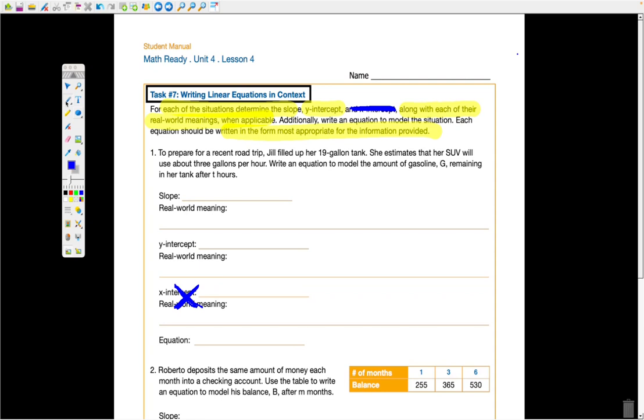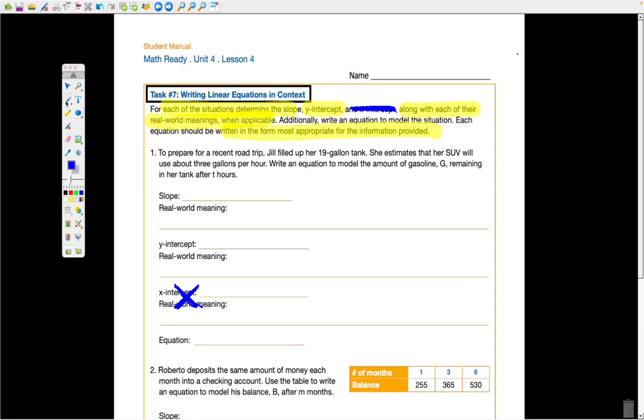It says Jill is going to go on a trip and she fills up her 19-gallon tank. She estimates that it will use about 3 gallons per hour. Use about 3 gallons. Use means it's going to be decreasing. Write an equation to model the amount of gasoline, and we're going to use G to represent gasoline, remaining in her tank after T hours. So the equation part's down here.